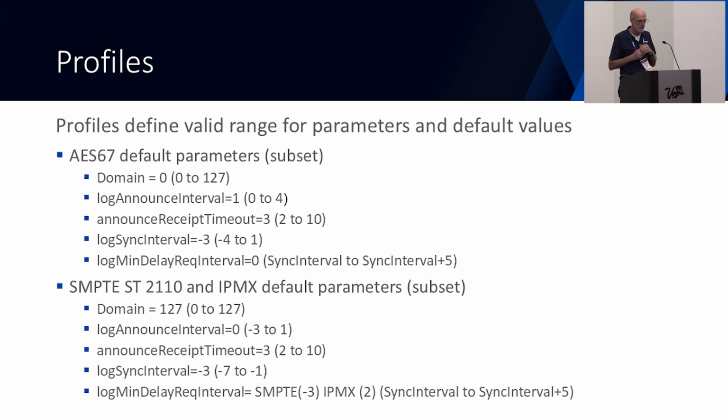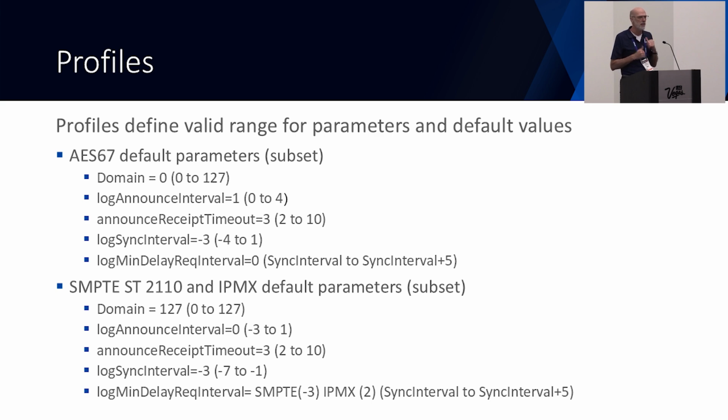So there's profiles. Profiles define a valid range of parameters and default values. And AS67 has default parameters as follows. They use a default domain of 0. They have log announce interval of 1. The announce receive timeout is 3. The log sync interval is -3. And the log min delay request interval is 0.